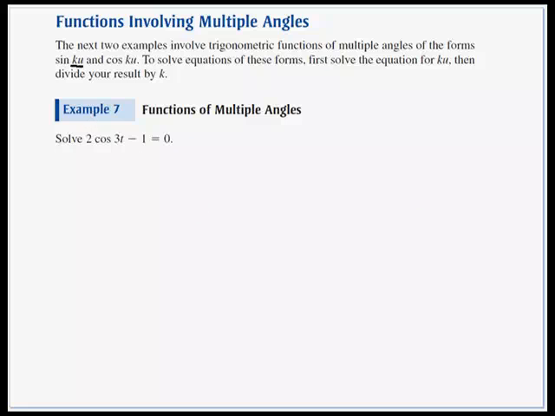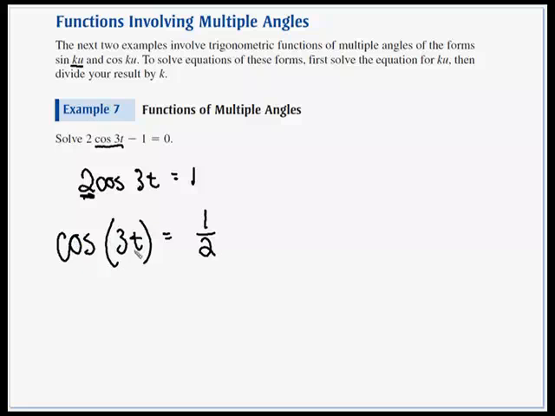Well, first we want to start just like we did in the previous ones. We want to solve this for the trig function. So we're going to add 1 to both sides. 2 cos of 3 times t is equal to 1. And then we're going to divide by the 2. So we get the cosine of this angle 3t, and I'm going to put it in parentheses, is equal to 1/2.